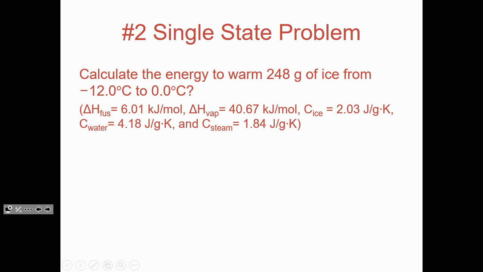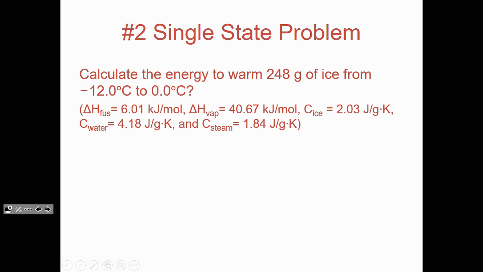Now, a typical example of a problem of this, like we did back in chapter 5, would be: calculate the energy needed to warm 248 grams of ice from negative 12.0 degrees Celsius to 0.0 degrees Celsius. It's still going to be ice through the whole thing, so we have no change of state. All we're really doing is warming up the ice.